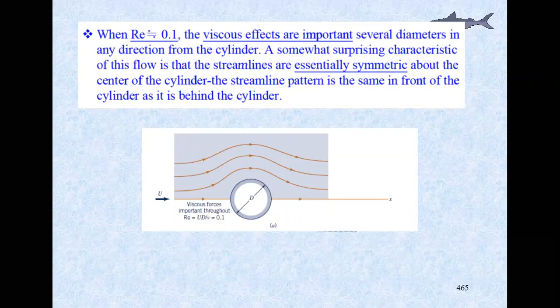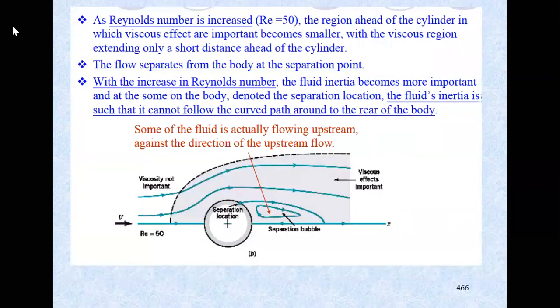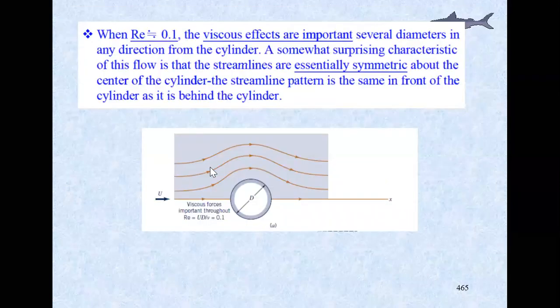The second one, when you have Reynolds number equal to 50 in our case. So the region of the cylinder with the viscous effect is becoming important. See the difference over here. Because the viscous effect is important, it's kind of like pulling the streamline into the cylinder itself, and it's essentially symmetric in front and behind the cylinder.